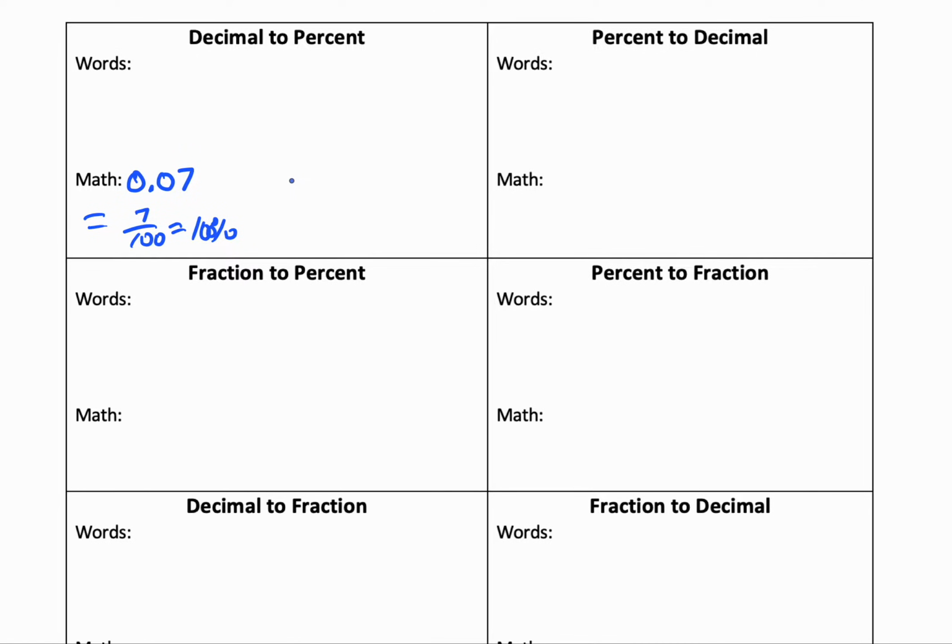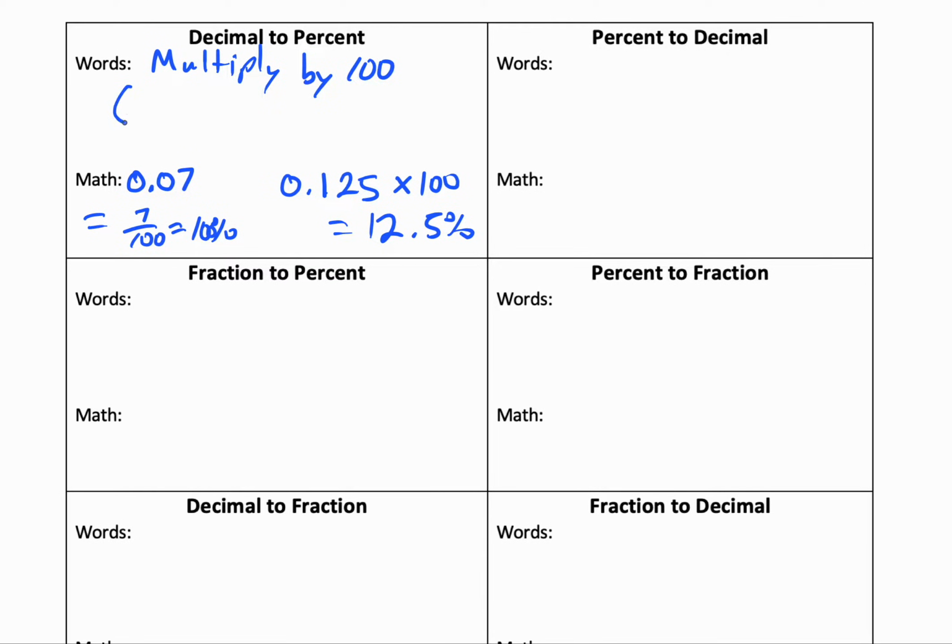So let's say we've got something like 0.125. We can just multiply that by 100 and you get 12.5%. So you can just multiply by 100, okay? Which is the same as moving the decimal place 2 to the right.